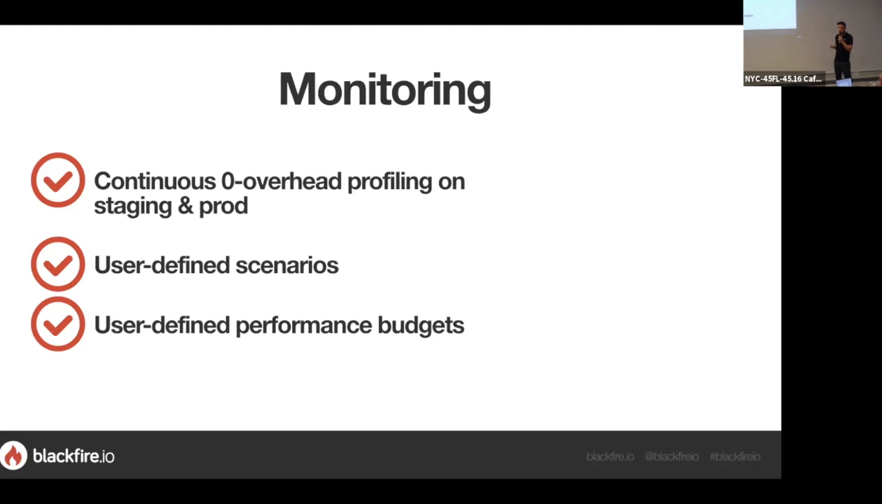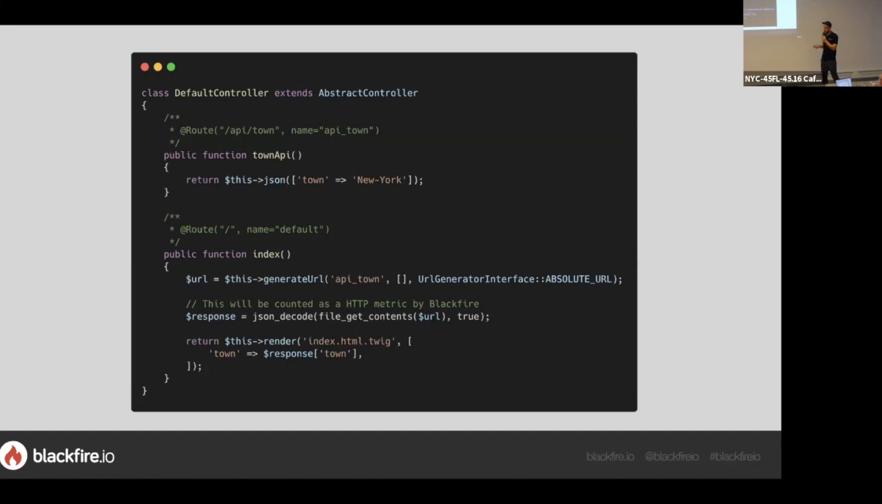So who here is familiar with performance budgets? All right, cool. A performance budget says, okay, I want my request to be under 100 milliseconds, for example, or I want my page to have under 12 SQL queries. You can then define, for every step of a scenario, that you have to stay below these values.